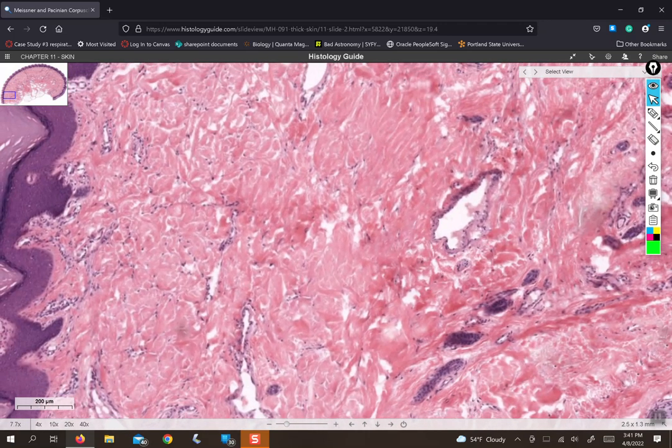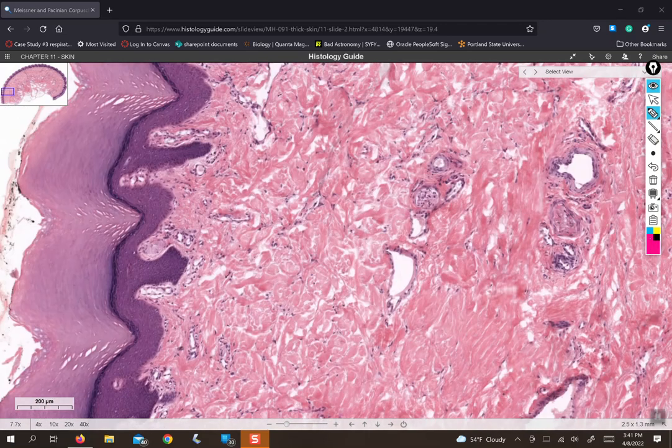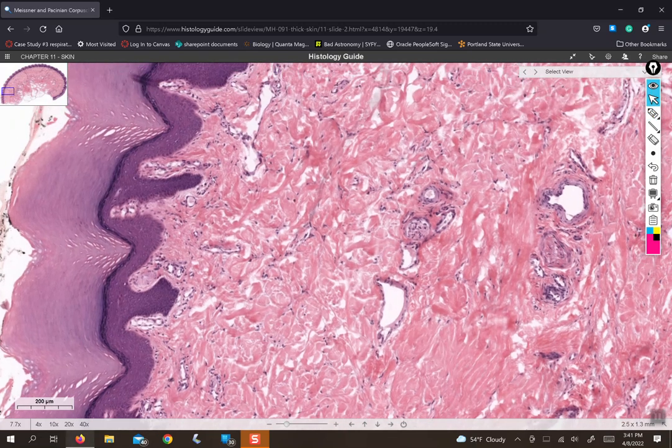So there's one. You can see it's a little aggregate of cells, and within it, most of the cells' nuclei are pushed out towards the edge. So let's keep scanning. What you're going to notice is that not every dermal papilla has a Meissner's corpuscle in it. Only some of them do.